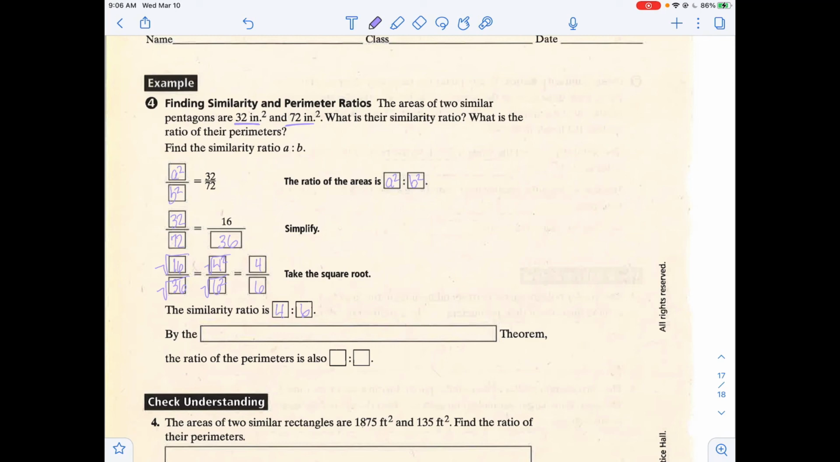By the perimeters and areas of similar figures theorem, since we know that the similarity ratio is 4 to 6, the ratio of the perimeters is also 4 to 6.